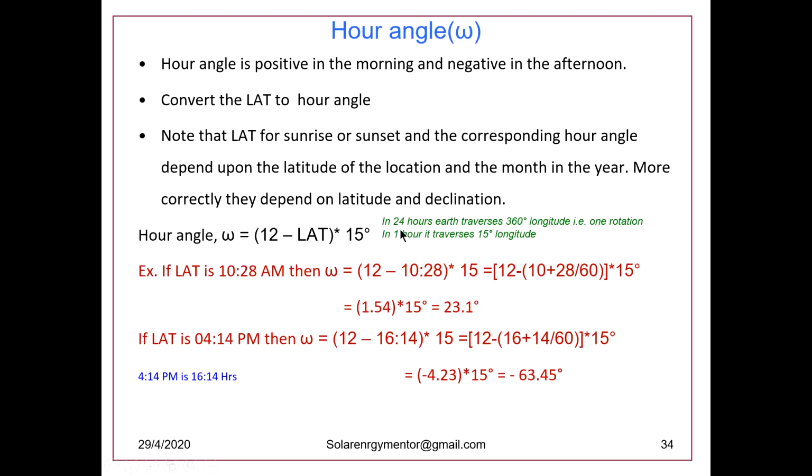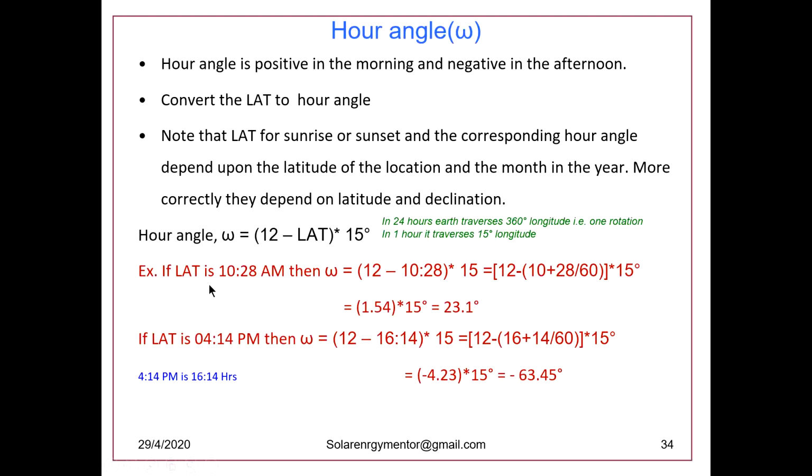So we know that in 24 hours Earth traverses 360 degrees of longitude. So in one rotation about its own axis, Earth traverses 360 degrees longitude. So in 1 hour it will traverse 15 degrees longitude. So that's why the hour angle is multiplied by 15 degrees, meaning 1 hour is equal to 15 degrees. This calculation is in hours. This is elaborated by an example.